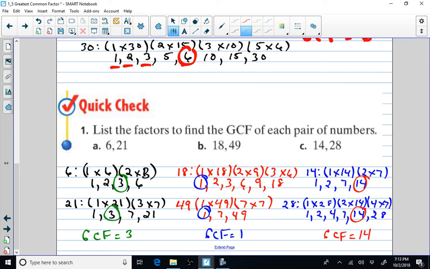So if you're trying to find the greatest common factor by listing factors, always start with your factor pairs first, and then from your factor pairs you make a list of your factors from least to greatest. Look for your common factors and then identify the greatest of those common factors.